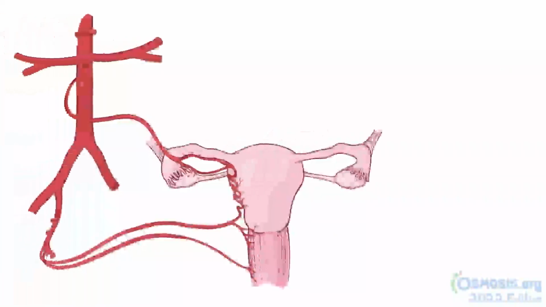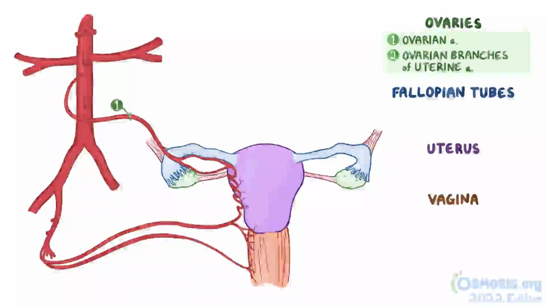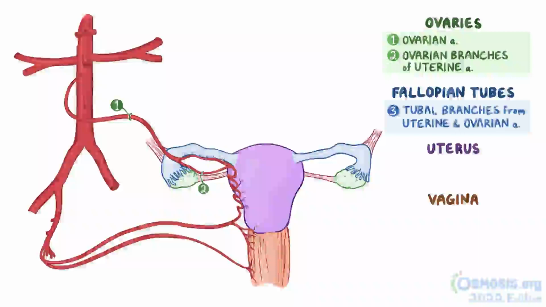Next is the blood supply of the female internal reproductive organs, which are the ovaries, fallopian tubes, uterus, and vagina. Now, the ovaries are mainly supplied by the ovarian arteries, which arise as direct branches from the abdominal aorta. The ovarian branches of the uterine artery also supply the medial aspect of the ovaries. Next are the fallopian tubes. These tubes are supplied by tubal branches that arise from uterine and ovarian arteries.